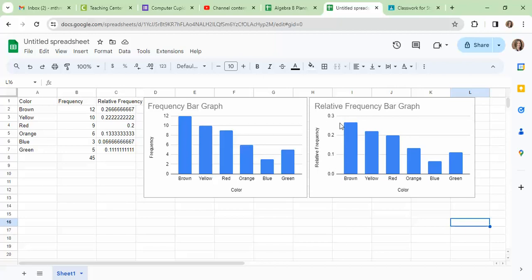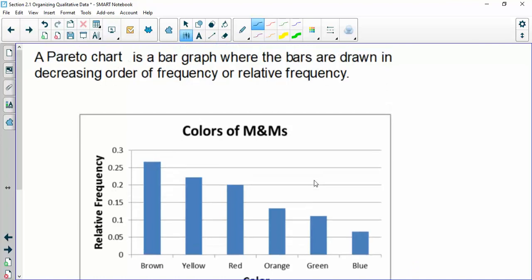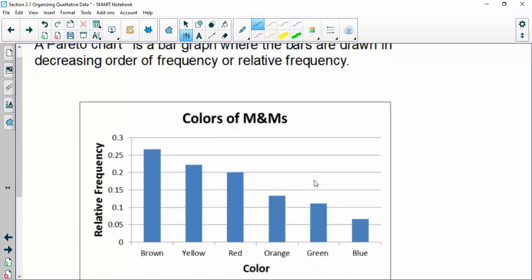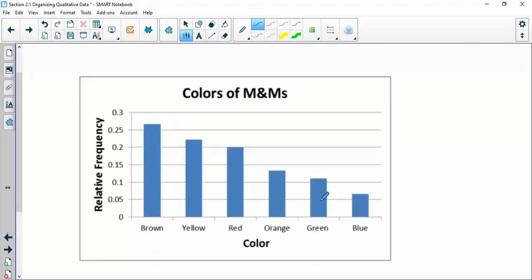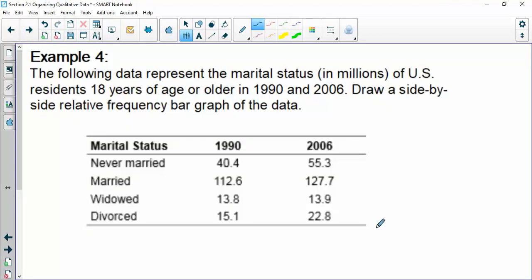All right. Questions? So this one is just another type of chart. You could see a Pareto chart. It's like a bar graph, but it's in decreasing order. It's not one I'm really going to use, but all it does is switch things around on your x-axis, so it goes from high to low. So in case you ever see one, it's the same thing.